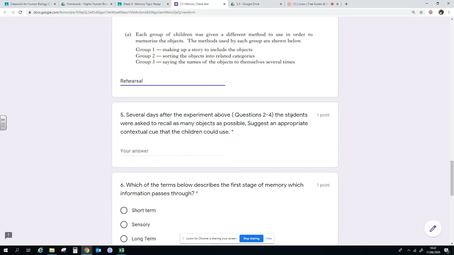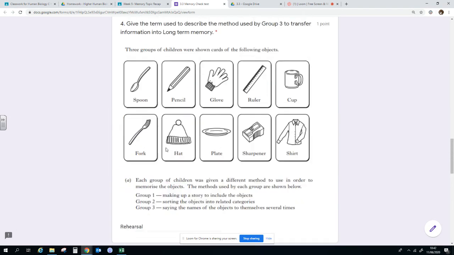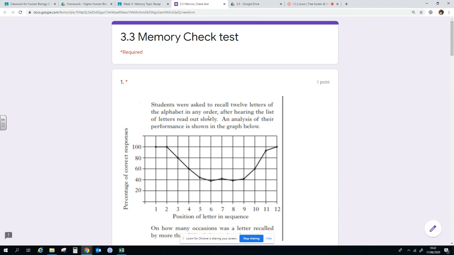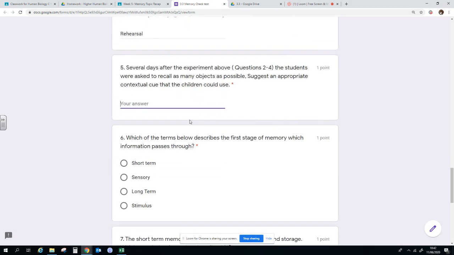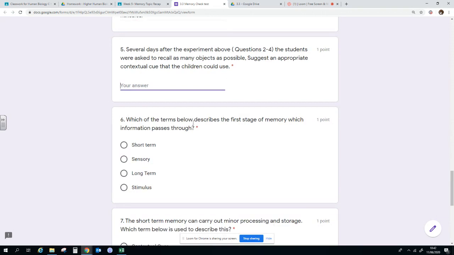Several days after the experiment in 2 to 4, so these ones here, the students were asked to recall as many objects as possible. Suggest an appropriate contextual cue that they could use. So a contextual cue, they might use a piece of music that was playing, a smell, a sound, a taste that was there at the time. The marking scheme should probably have come up when you clicked on this, but those are the kinds of answers that should have come up. So any kind of sensory cue that they might have experienced when memorizing the objects could be used.